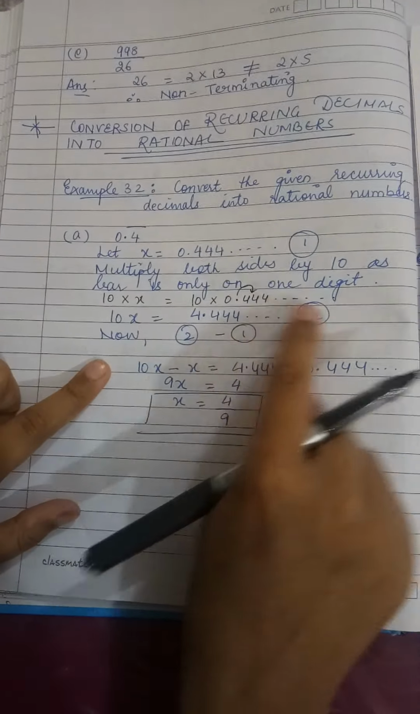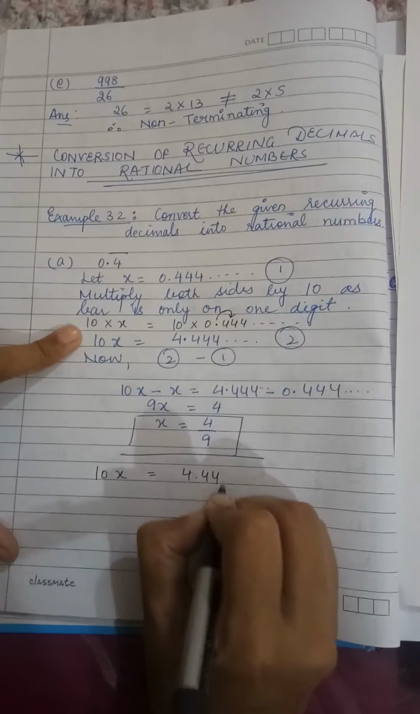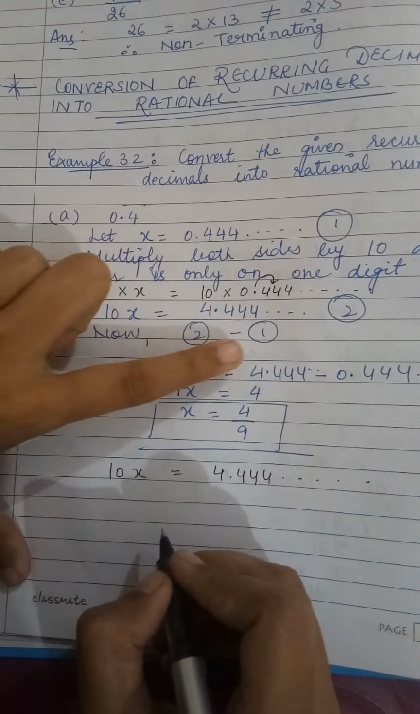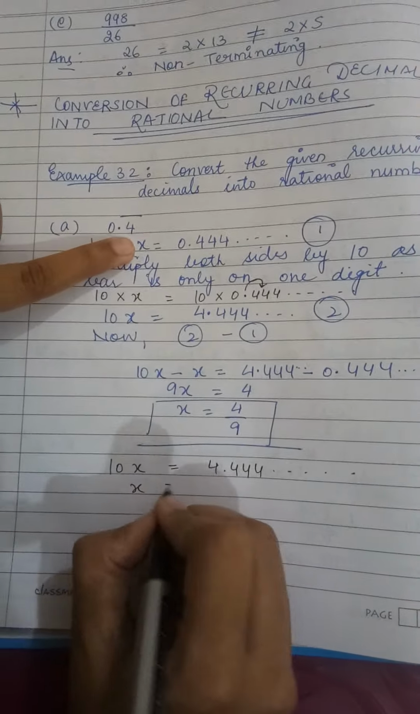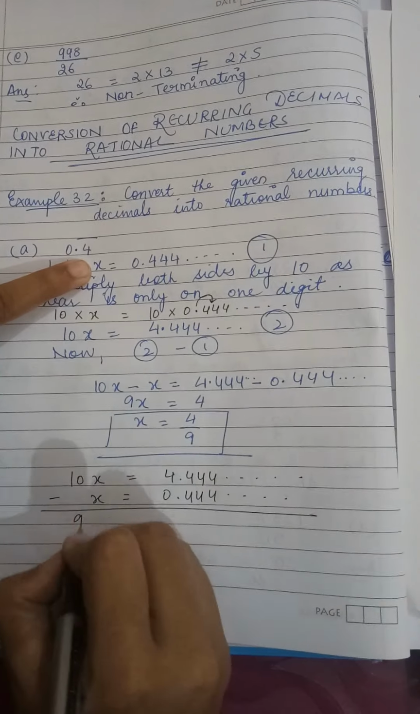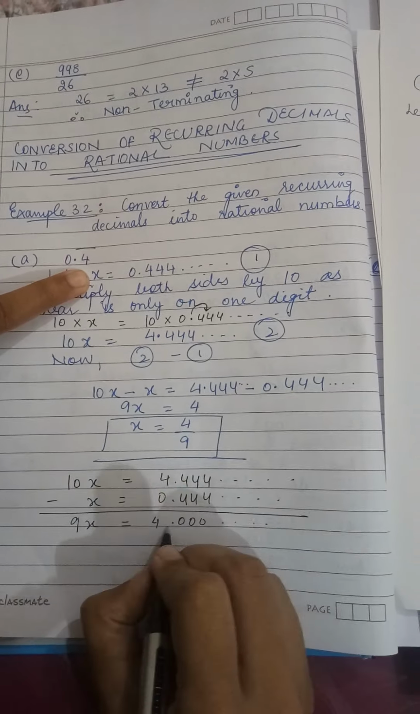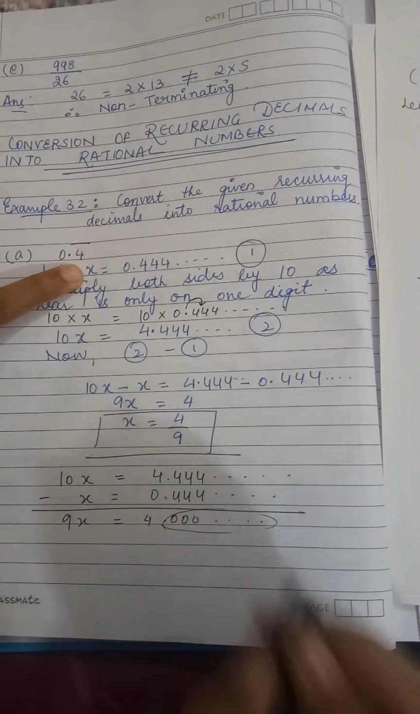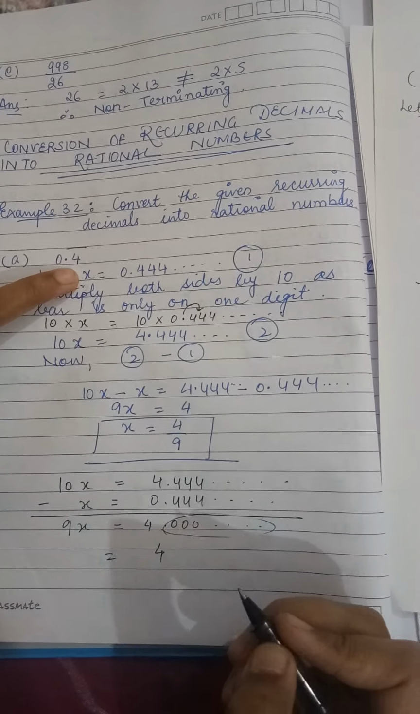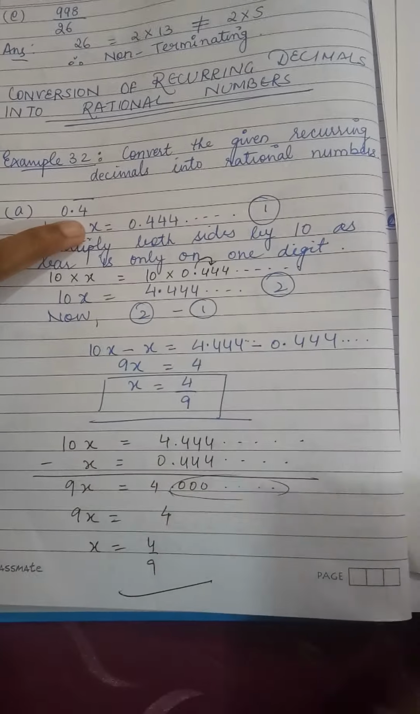Instead of writing like this, what you can do is 2 minus 1. Equation 2 is 10x equals 4.444 and so on, and you have to subtract 1. What is 1? x is equal to 0.444 and so on. Subtract it, you will get 9x equals 4.000 and so on. But this 0 is of no use because it will be written as 4 only. 9x is equal to 4, so the value of x is going to be 4 upon 9.